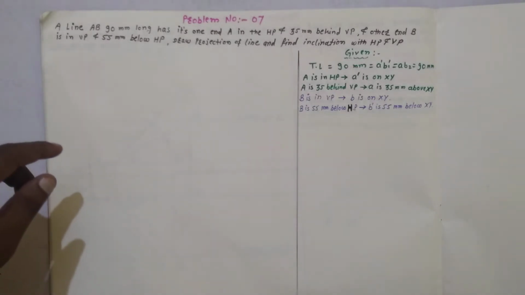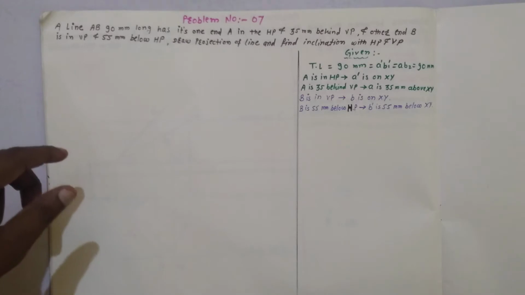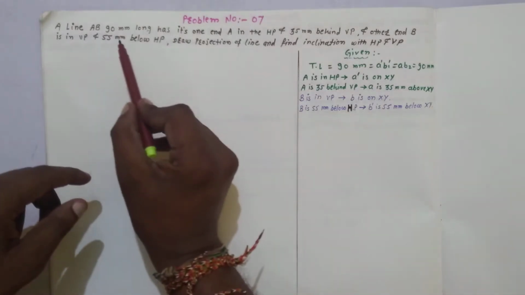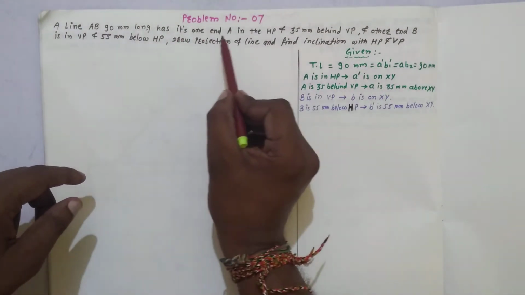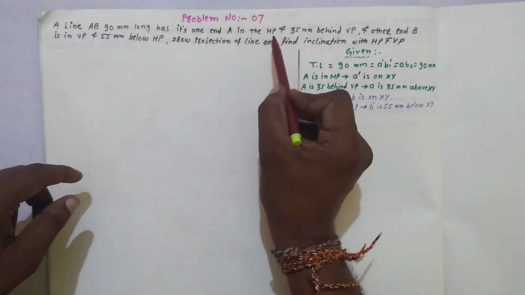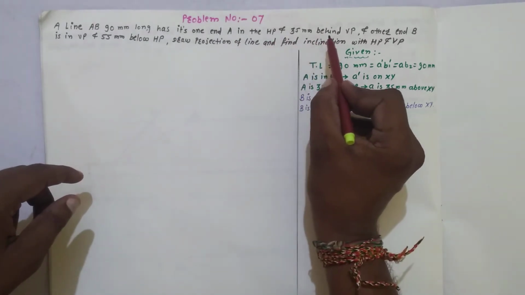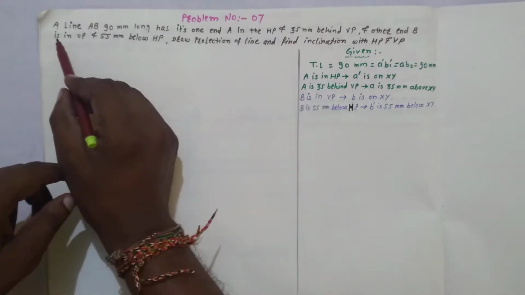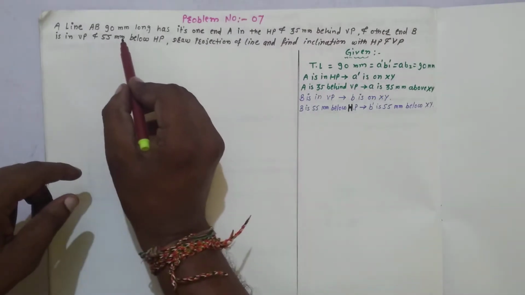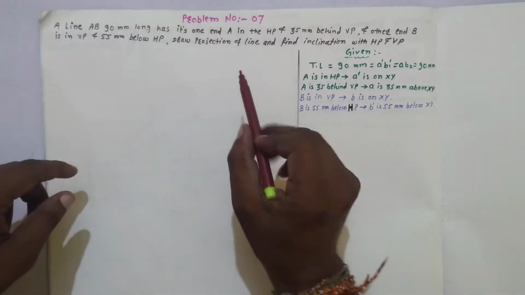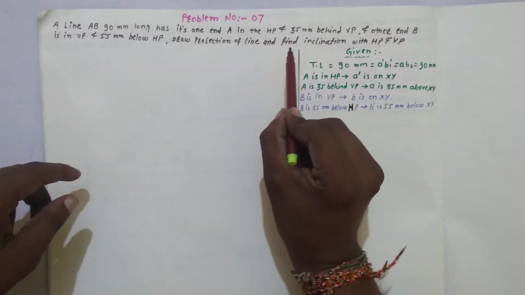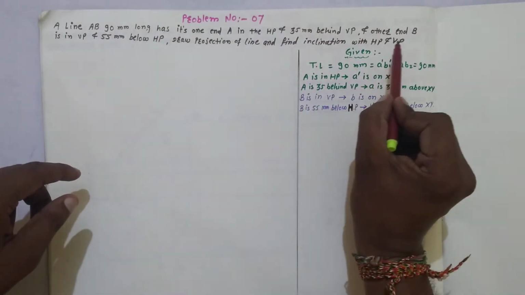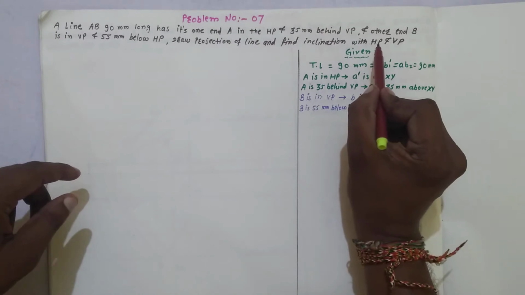Students, here is problem number 7. The question is: a line AB of 70 mm long has its one end A in the HP and 35 mm behind the VP, and the other end B is in the VP and 55 mm below the HP. Draw the projection of the line and find the inclination with HP and VP. We have to find this theta and phi.